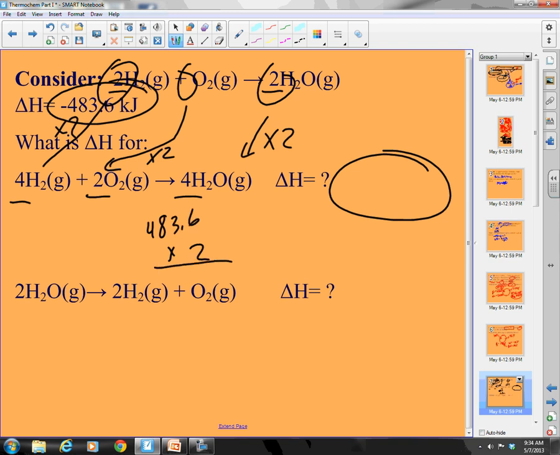483.6. I think I can do this in my head. 2 times 6 is 12, carry the 1. 6, 7. 16, carry the 1. 8, 9. There we go. Negative 967.2 kilojoules.